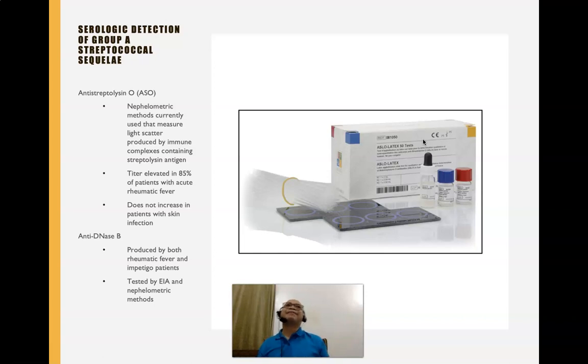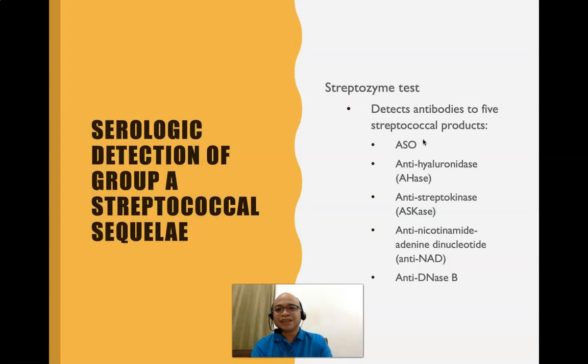Of course, clinicians would usually relate laboratory findings with the clinical presentation and history of the patients. The anti-DNase B is produced by both rheumatic fever and impetigo patients, so it may not be really specific for rheumatic fever, and it is tested by enzyme immunoassay and nephelometric methods. Another streptozyme test that may be useful aside from ASO is the anti-hyaluronidase.